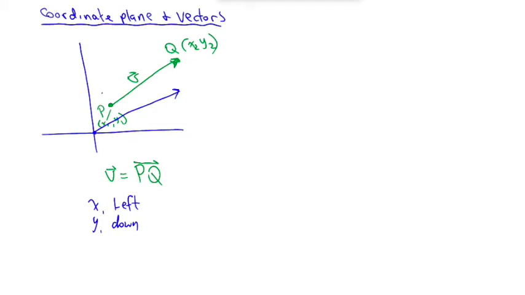Now, if I move x1 to the left and down y1, how does Q move? Remember, I can't change the length, so everything has to move the same amount. So what would I write for x2? How do I make x2 go down x1? x2 minus x1.